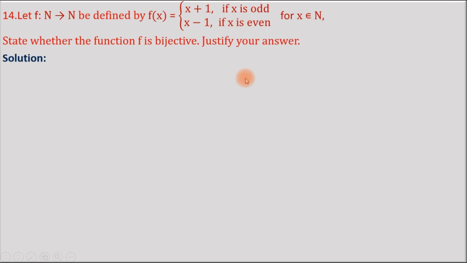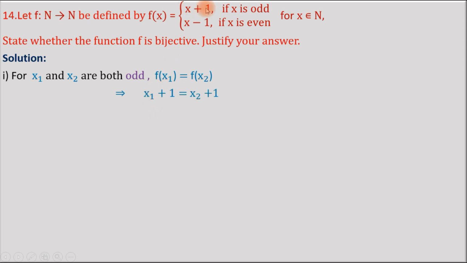if x is even. To check the 1-1 condition, take x1, x2 belonging to the domain of natural numbers, which are either even or odd. For the first case, take x1 and x2 both odd numbers. So x1, x2 belong to odd natural numbers. f of x1 equals f of x2. That means if x is an odd number, f of x equals x plus 1. Hence, this becomes x1 plus 1 equals x2 plus 1. This implies x1 equals x2.